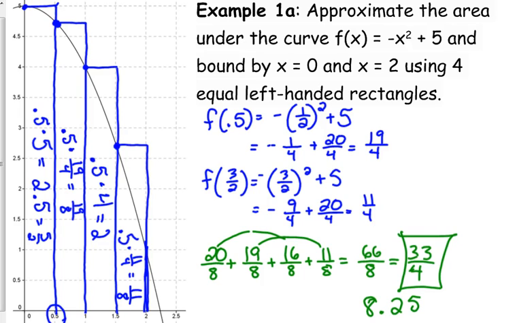Why did I not make a rectangle all the way with this piece? Because it told me that it was down by x and it was 2, so it told me to stop. Good question. Okay, so those are left-handed rectangles.